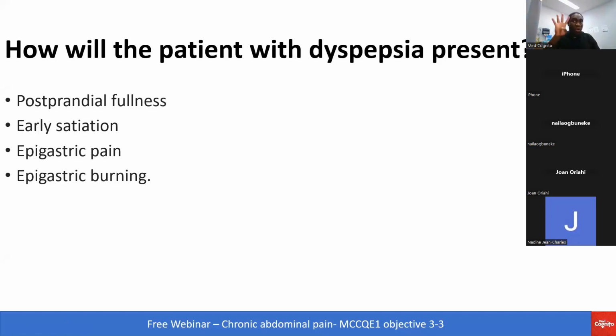So what are the top four common symptoms of dyspepsia? Number one, postprandial fullness. Remember that most of the time, dyspepsia is a benign condition. Number two, the patient may present with early satiety. Number three, epigastric pain, and number four, epigastric burning. I heard somebody giving me all those answers. This is what people usually present to the clinic with.